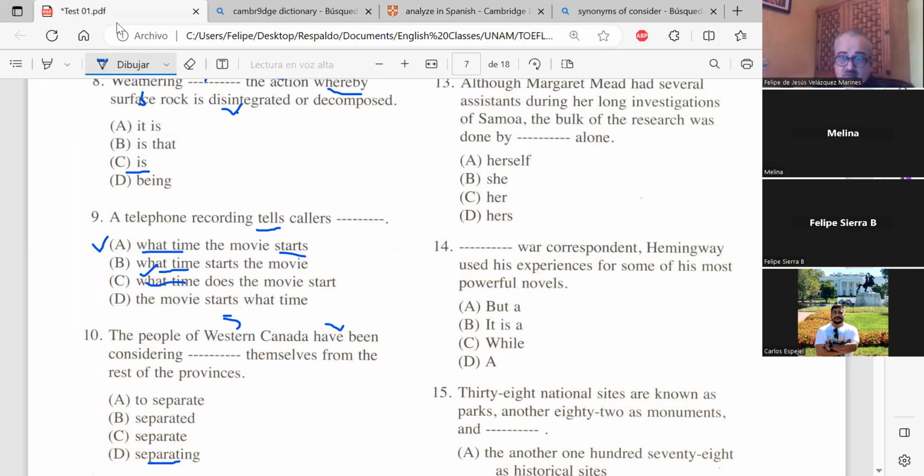And it is also after recommend. The second verb, we recommend going, so it's ing. We recommend, we suggest, etc. So there are some verbs that go in groups. Synonyms of recommend, the second verb goes in ing. Synonyms of suggest, sorry, synonyms of consider, the second verb is ing. Okay.